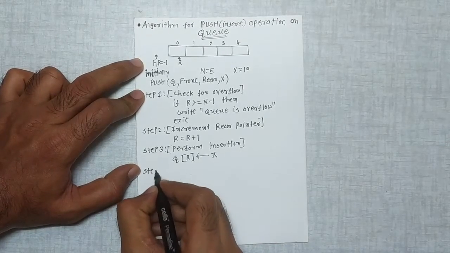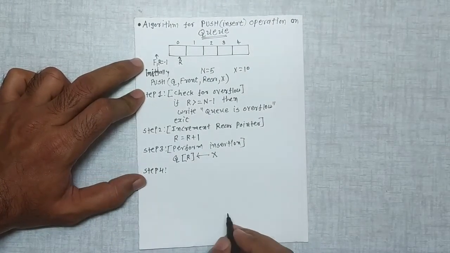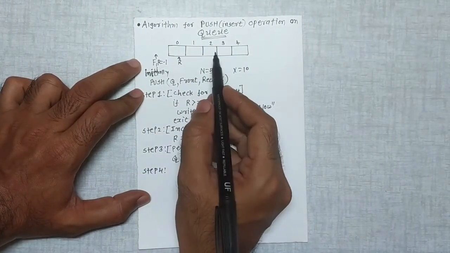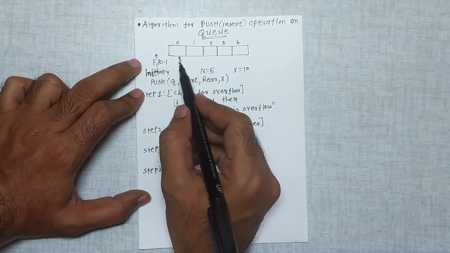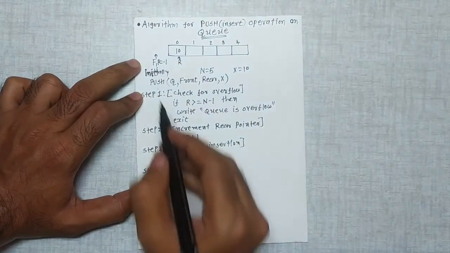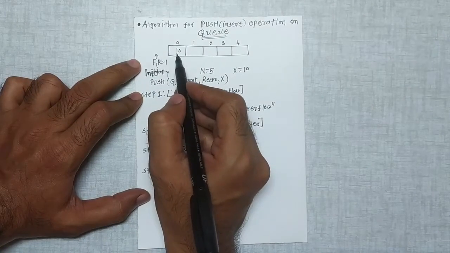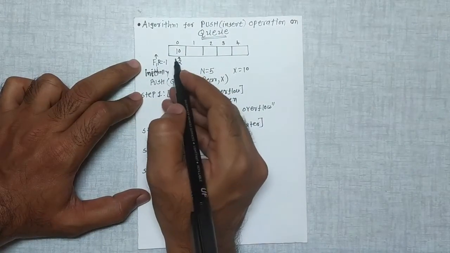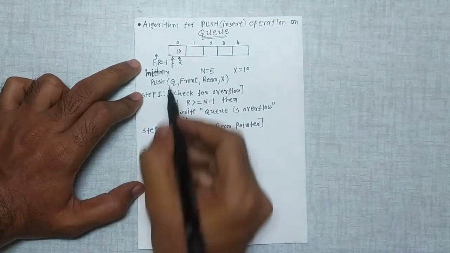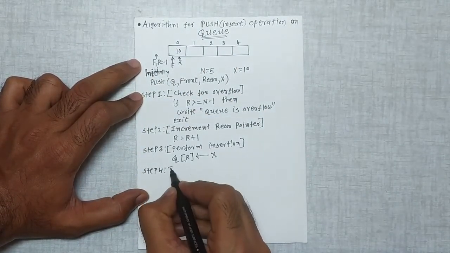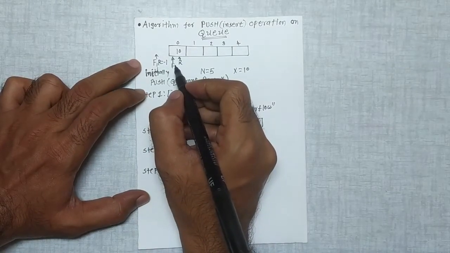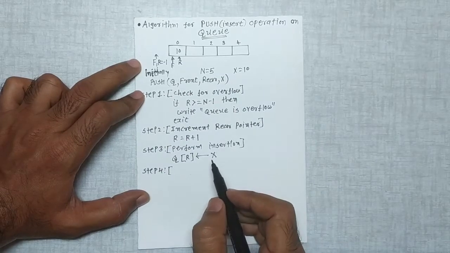Now step 4 is also important. Keep in mind that if our queue is initially empty and we have inserted our first element, 10 will come here. So the front pointer also needs to point here, because that is our first element. So we need to check that the front is set properly.